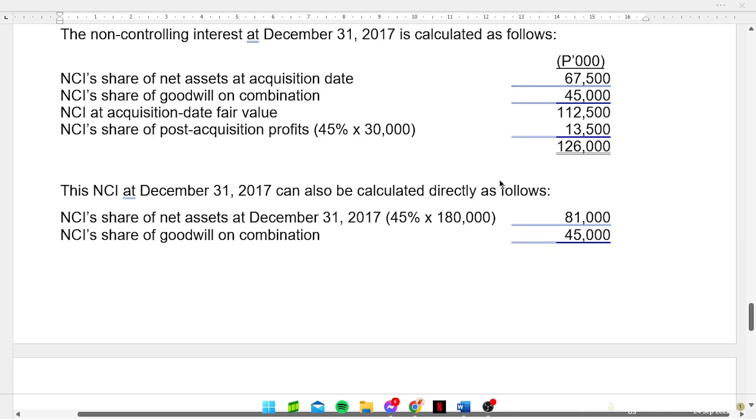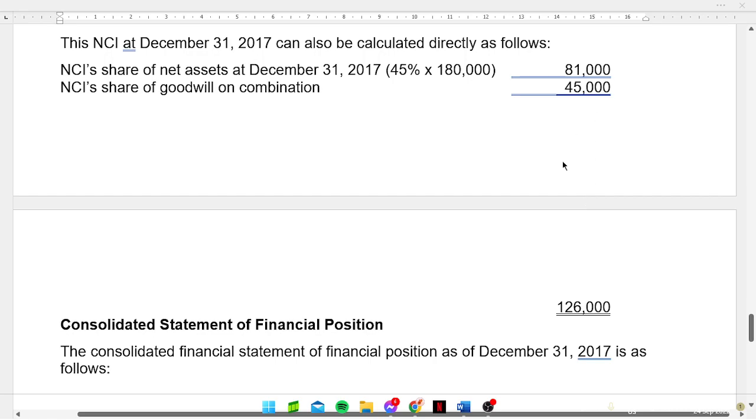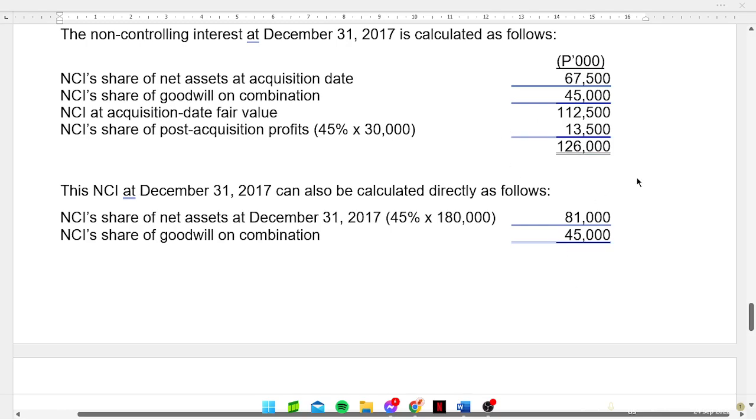This NCI at December 31 can be also calculated directly as follows. NCI's share of asset at December 31, 2017 is 81,000. 45% times 180,000. Yung 100,000 yung common share ni S Inc. at yung 80,000 is the retained earnings. NCI share of goodwill, 45,000. We will add this to get the 126,000. Same as na nakuha doon sa pinakaunang calculation. Dito naman ni-aggregate naman lahat ng non-controlling asset.